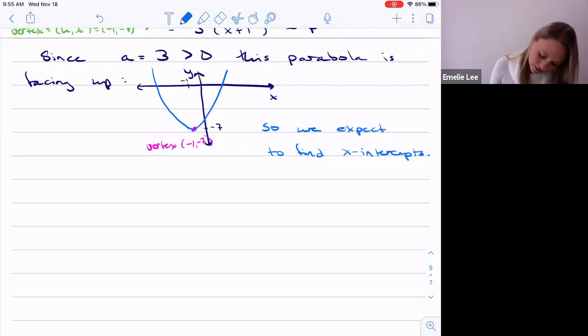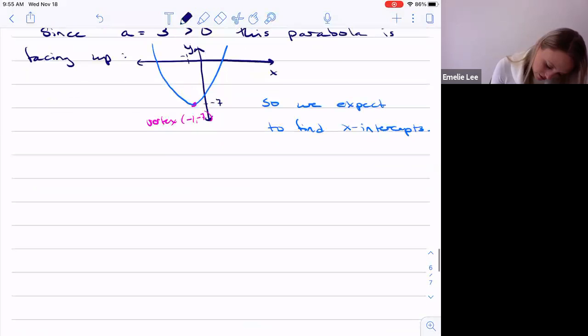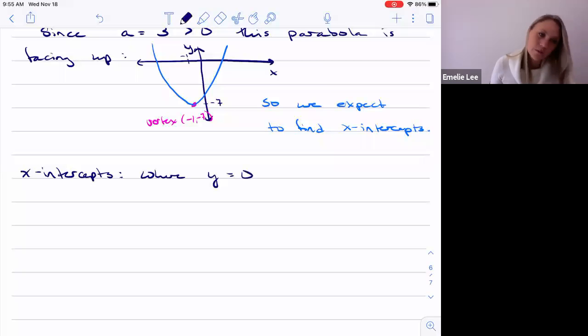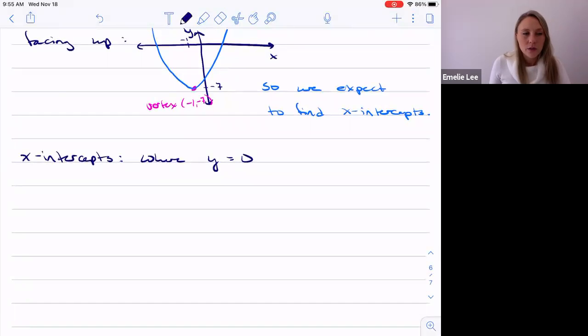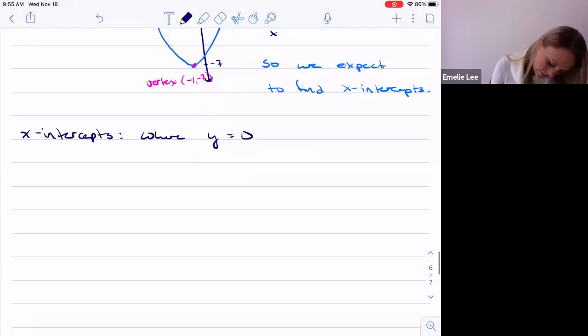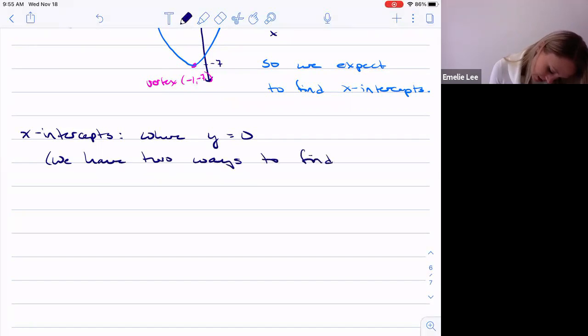So the x-intercepts are where y is 0. Okay. So we have 2 ways of finding these. We have 2 ways to find the x-intercepts.